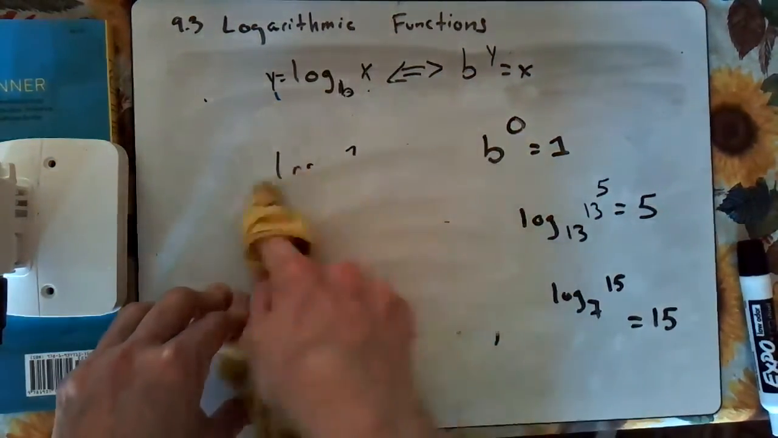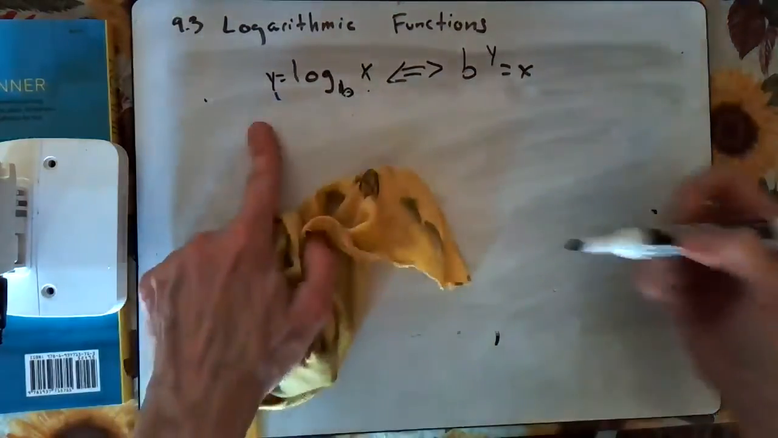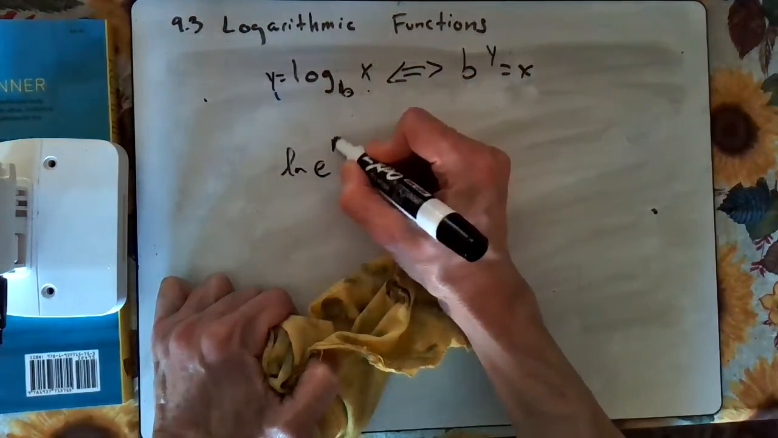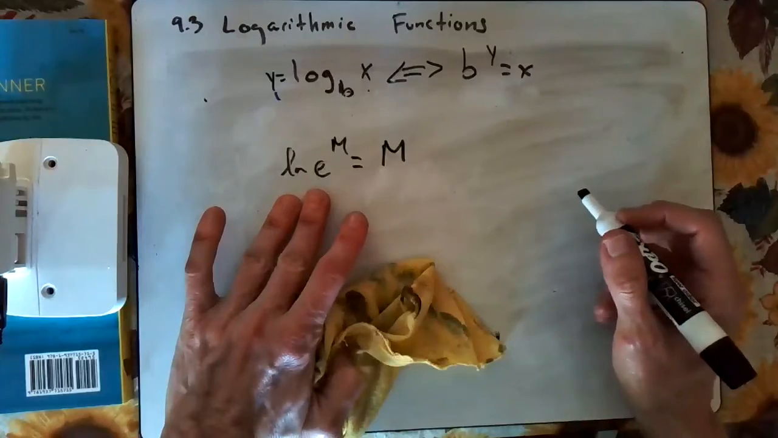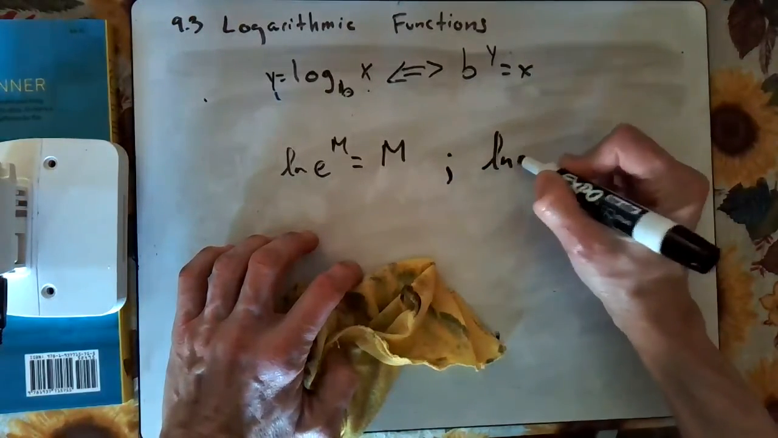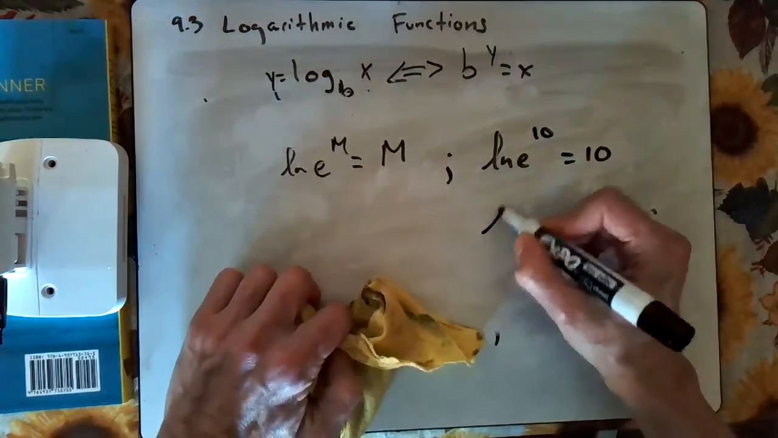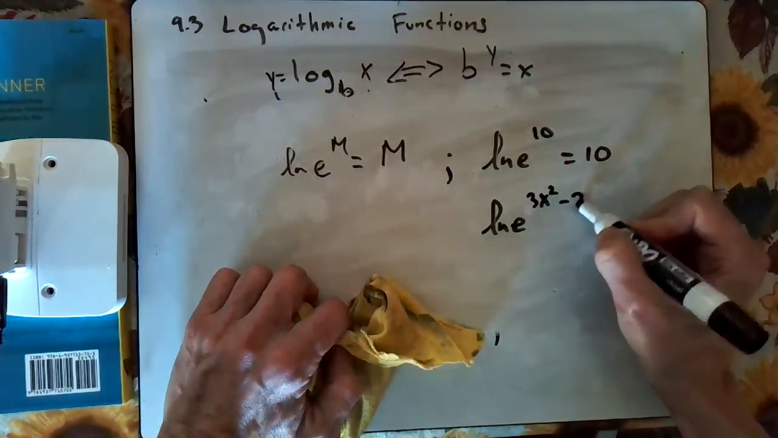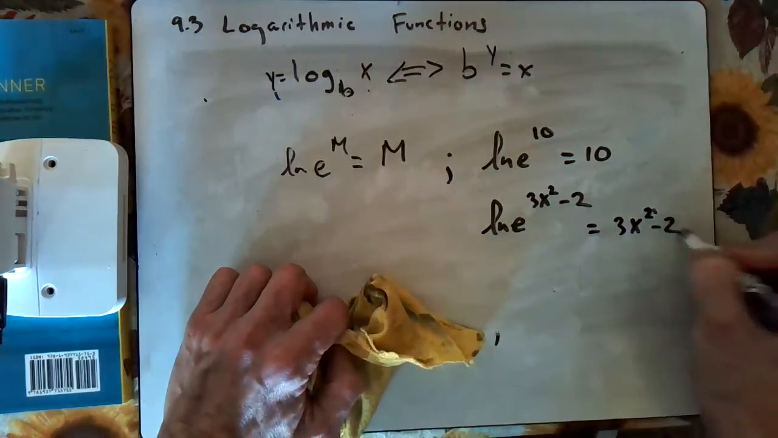Some other quick ones to remember are with the natural logs. If I have natural log of e to the m, that's just m. These cancel, it's like they undo each other if you want to think about it like that. And so again, if I had natural log of e to the 10th, it's just 10. Even if I had the natural log of e to the 3x squared minus 2, it's just 3x squared minus 2.